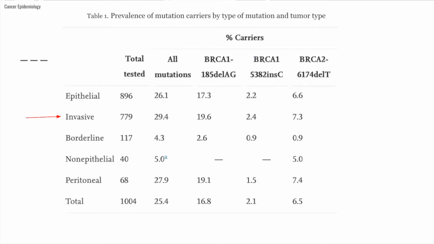And then this is the first table where they tested and recorded who had mutations and who didn't. And they focused more on invasive cases throughout the rest of the study. So for invasive, they tested 779 ovarian cancer cases, 29.4% had a mutation, then 19.6% had the BRCA1 185 mutation, and so on.